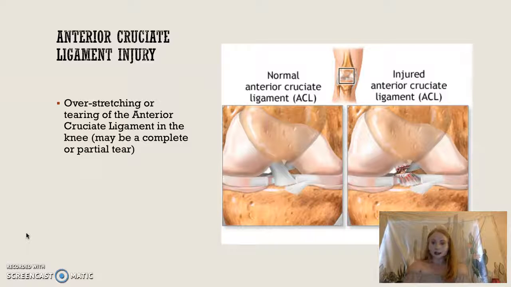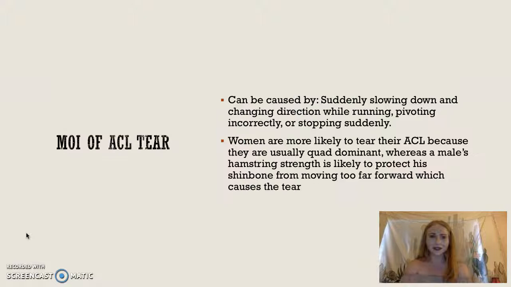Okay, and the next injury is the ACL tear, and this is overstretching or tearing of the ACL ligament in the knee, and it could be a complete or partial tear. As you can see in this picture, there's a normal ACL and then an injured ACL. You can see the big difference between that tendon right there. It is torn and it's not good.